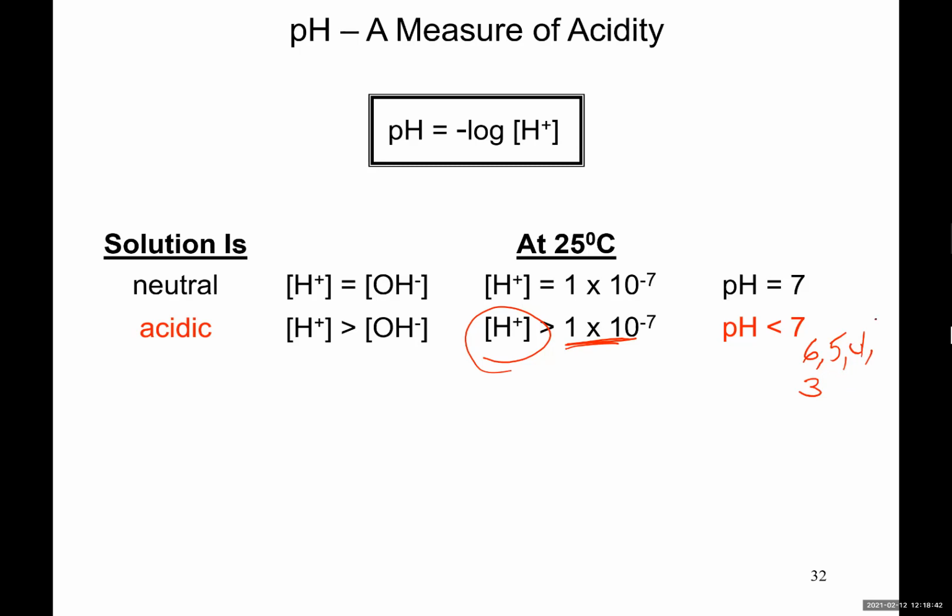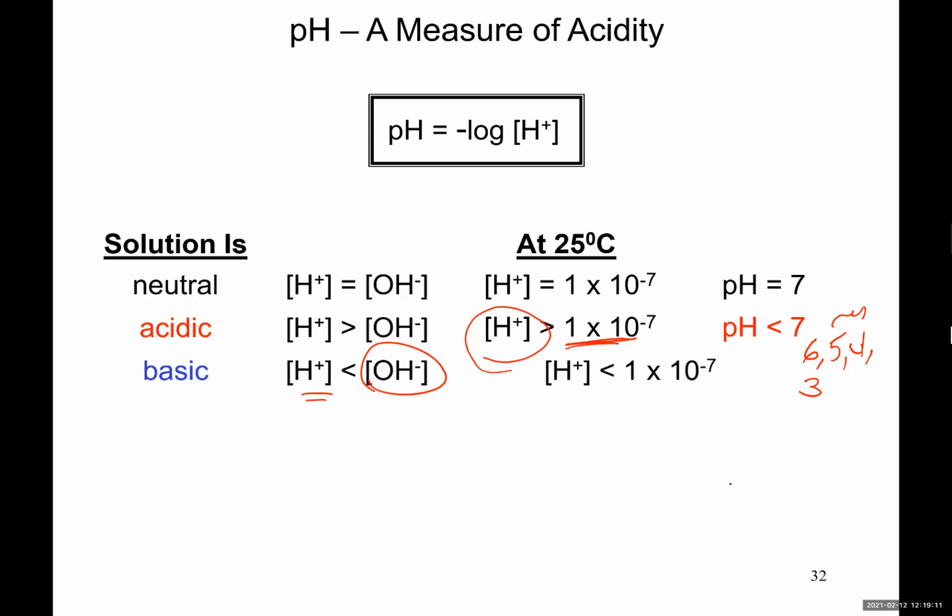That's pH of tomato juice, actually. Or pH of coffee is somewhere here between 4 and 5. So any solution which has got pH smaller than 7 is acidic. Then what would be the definition of a basic solution? The basic solution is a solution where there is more hydroxide ion than hydrogen ion.